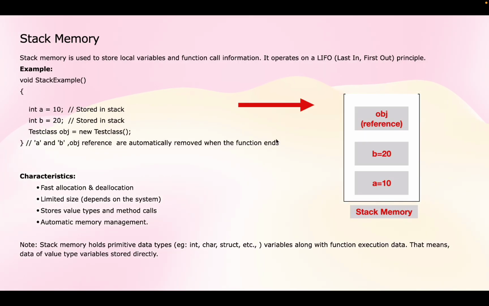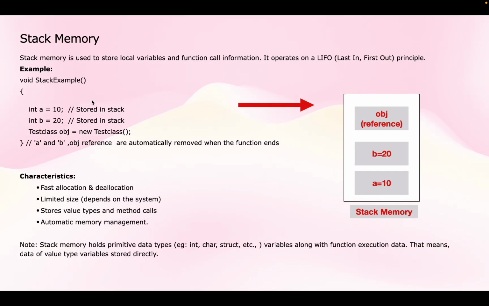Now let's complete stack here. So if it's a reference type, only the reference is stored in stack, and in the next line we exit the function. So once the function finishes execution, a, b and object reference are automatically deallocated, that means removed from the stack. So let's see a quick recap.